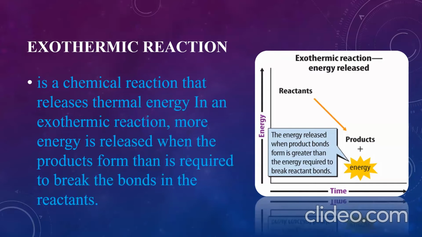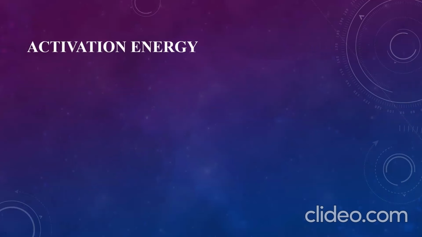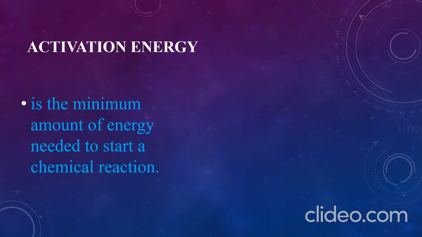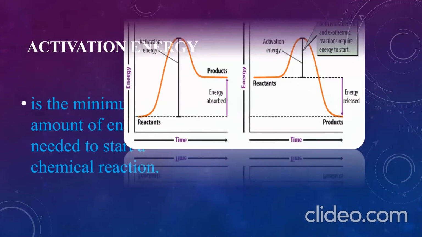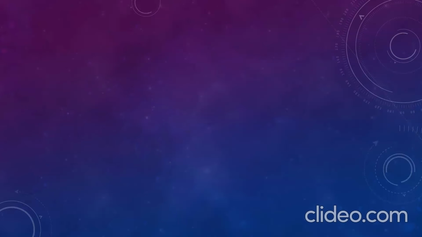So the energy released when the product bonds form is greater than the energy required to break the reactant bonds. We're going to talk about something called activation energy. It is the minimum amount of energy needed to start a chemical reaction, like the label that has the name on it, activation energy. This is the minimum amount of energy needed to start a chemical reaction. Both endothermic and exothermic reactions require energy to start.